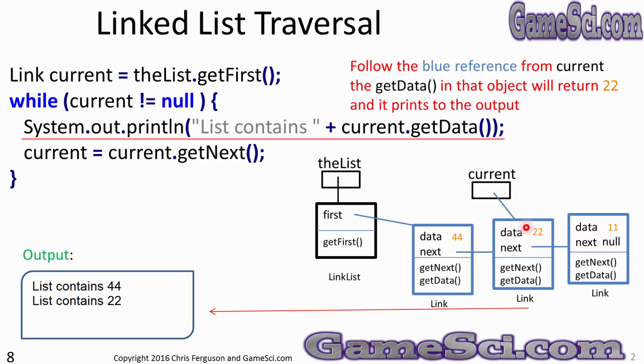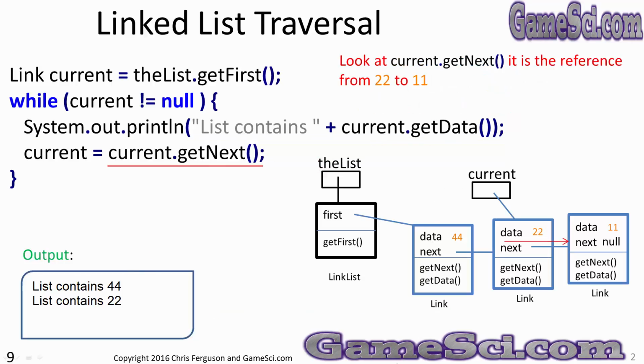Current.getData is going to return this 22. GetData is a simple get method in this object that will send back the value of the data variable. It will send back the 22. The 22 will be supplied here, and you'll see I drew a line from this object. The 22 that getData returned is sent back, and there it shows up on the output. List contains 22 now shows up. Do you see where it got that 22? It did current dot, which says go inside of current. GetData in this object sent back a 22. When it sent back a 22, the 22 showed up here on the output.